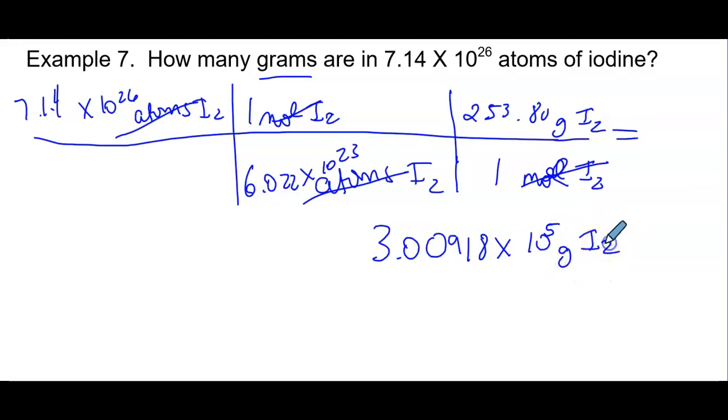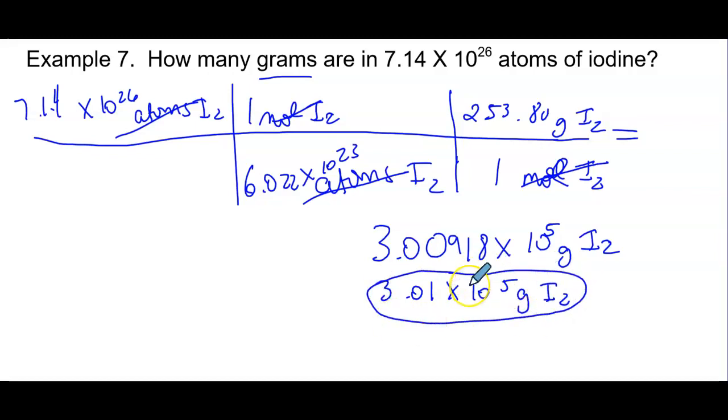Now we have to do sig figs. This has 3 sig figs, this has 4 sig figs, this has 5 sig figs, so I can only have 3. So 3.01 times 10 to the 5th grams of iodine would be my final answer showing sig figs. I suggest that you work through this on your calculator to make sure you can get my same answer, including the value of the exponent. Okay, next example.